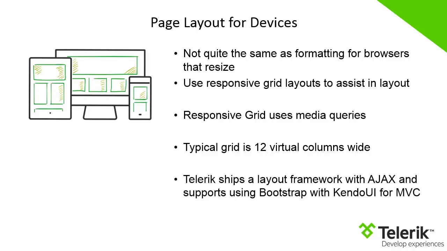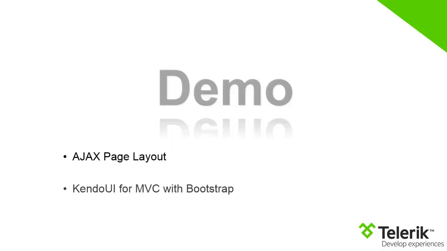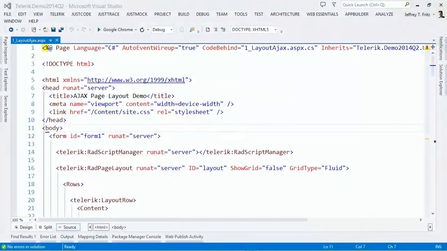Telerik now ships a layout framework with our Ajax toolset, and we support the Bootstrap framework with Kendo UI for MVC. So you've got a bunch of options there for how you can implement this page layout capability. Let's get into our first demo where we're going to see how the Telerik Ajax page layout works, and we'll take a look at how Kendo UI for MVC gets out of the way and enables Bootstrap to just work. All right, let's get started.